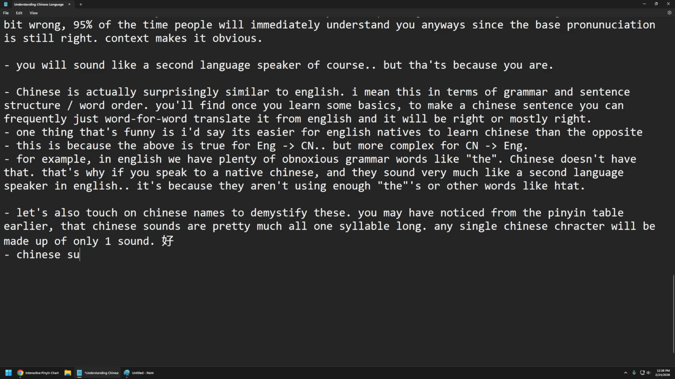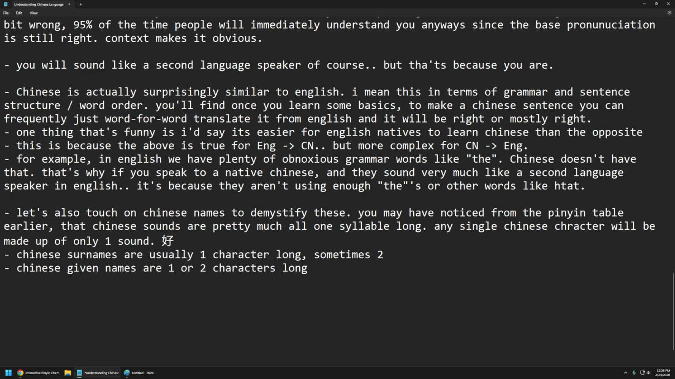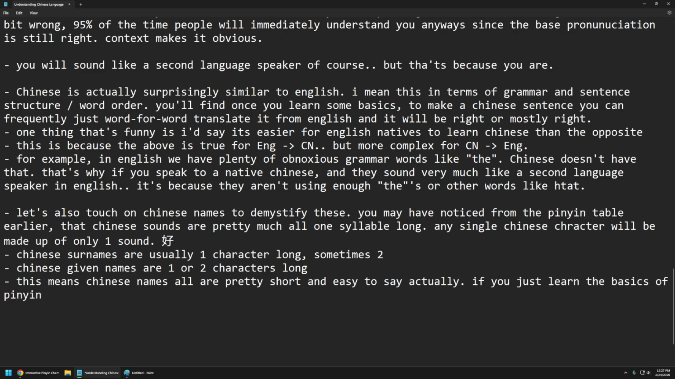Additionally, Chinese surnames are usually just one character long, sometimes two. Chinese given names are one or two characters long. So this means Chinese names are pretty short and easy to say, actually. If you just learn the basics of pinyin pronunciation, you'll say any Chinese name correctly easily.